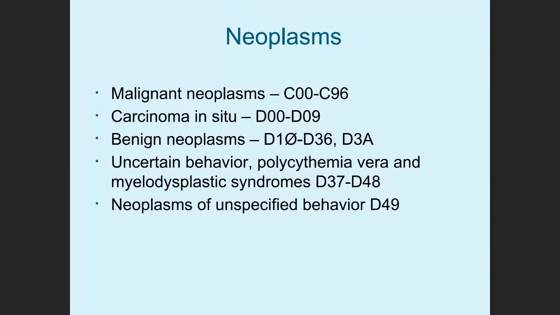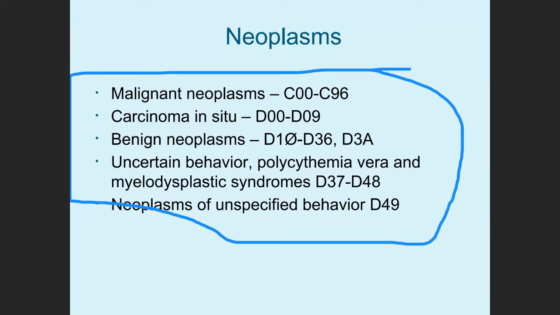So neoplasm codes, as you know, are listed in your book in the C's and D's sections. If you're not familiar with how to use the neoplasm table, which follows the alphabetic index in your ICD-10-CM book, see my YouTube video on using the neoplasm table. It can be somewhat confusing.